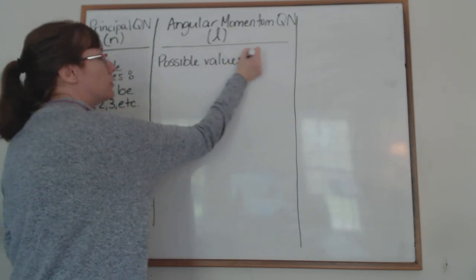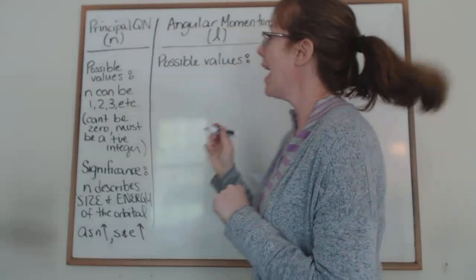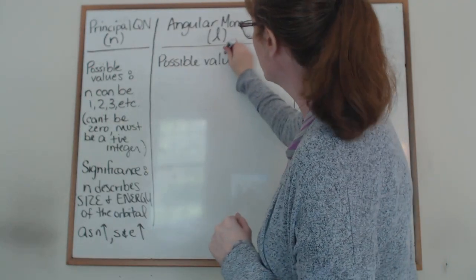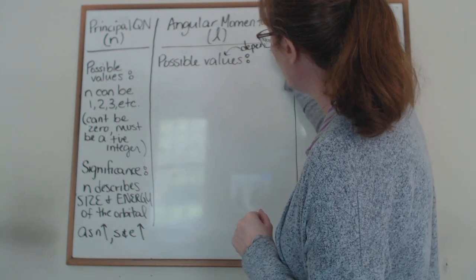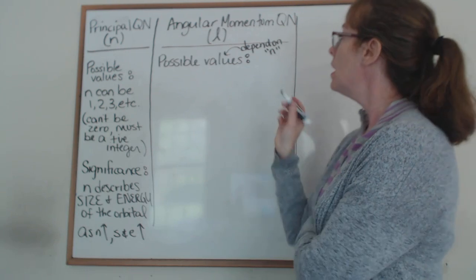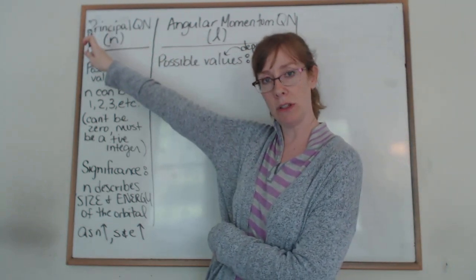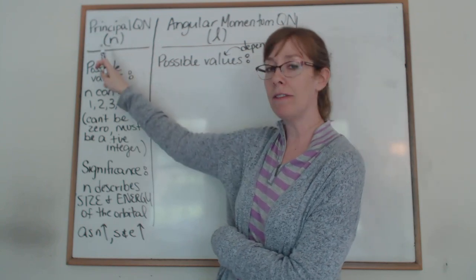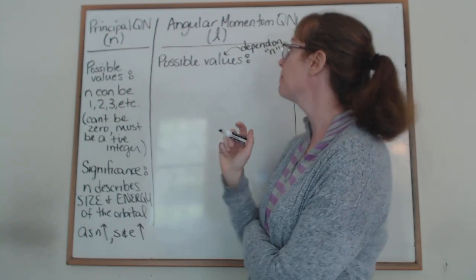According to Schrodinger's equations, the possible values for L actually depend on N. It depends on what your N value is for the orbital as to what your L values can be. That's why it's called the principal quantum number. It's like the head of the school, the principal. It affects what you can do down the line.